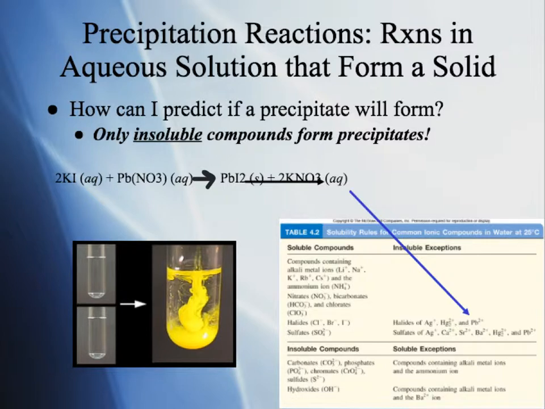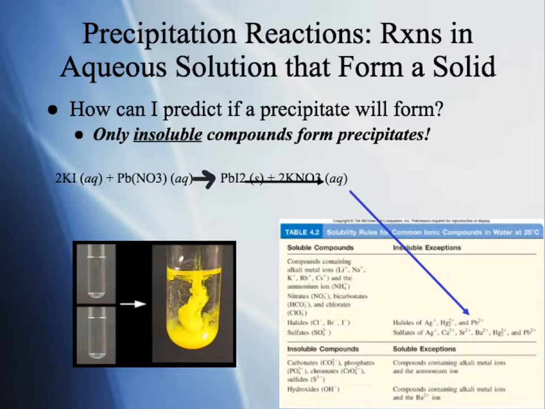All right, so your job, my friends, is going to be able to predict if a precipitation reaction will form. Because we're going to do a lab where you're going to see this, but you're not going to be able to mix these things all the time to verify if a precipitation reaction occurs.